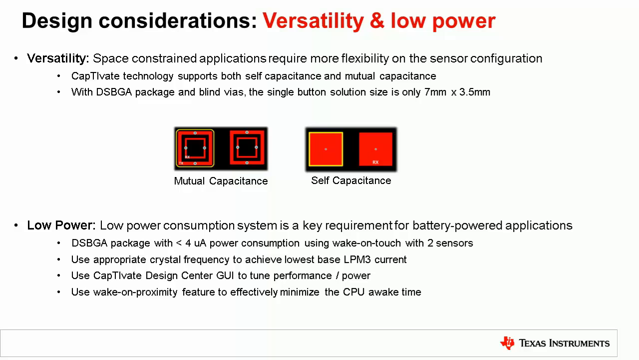For power consumption, the Captivate IP provides features like wake on proximity or wake on touch. So the part can be in a low power mode state. Low power mode 3 is what we call it, LPM3, and it can wake up the CPU and the main subsystem when it detects either proximity or touch.